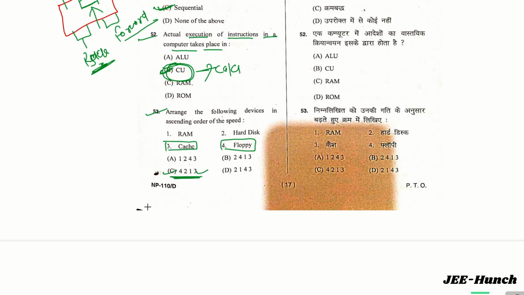So if you want to see the diagram, the fastest memory is cache memory, and then cache memory is greater than hard drive. Okay, hard drive is greater than RAM, is greater than what, floppy. Okay, so this is an important equation.